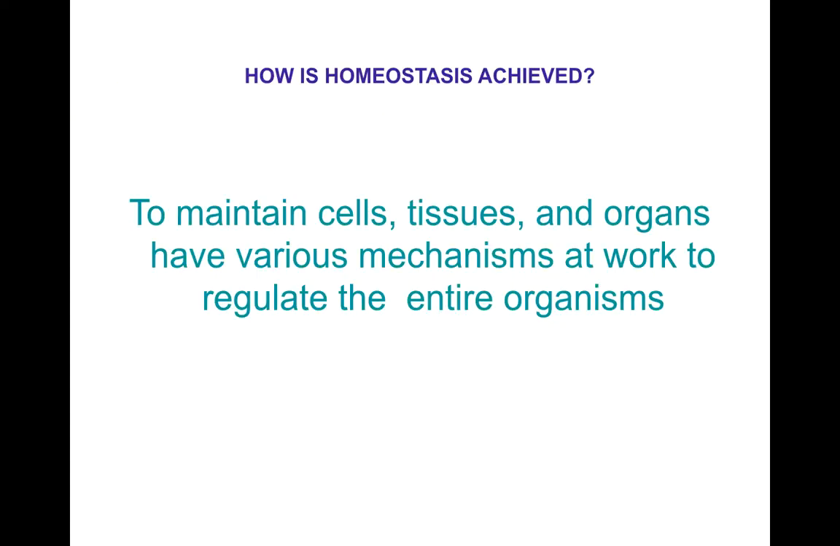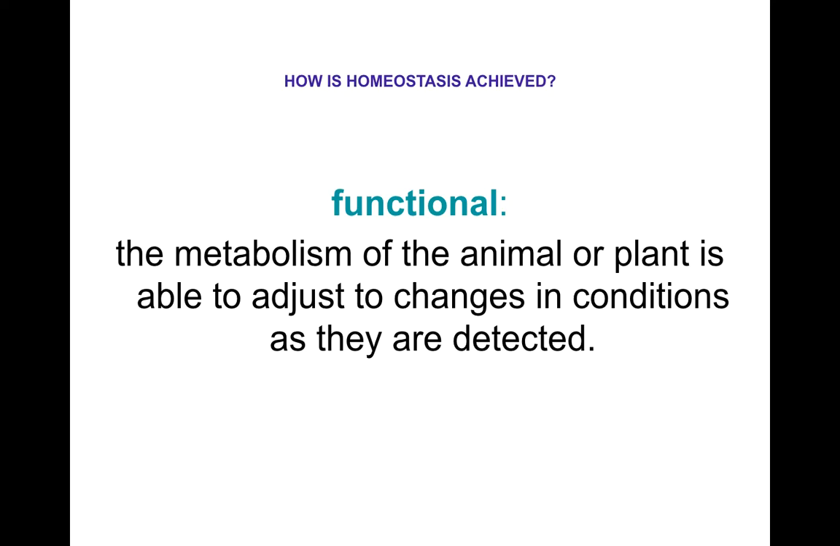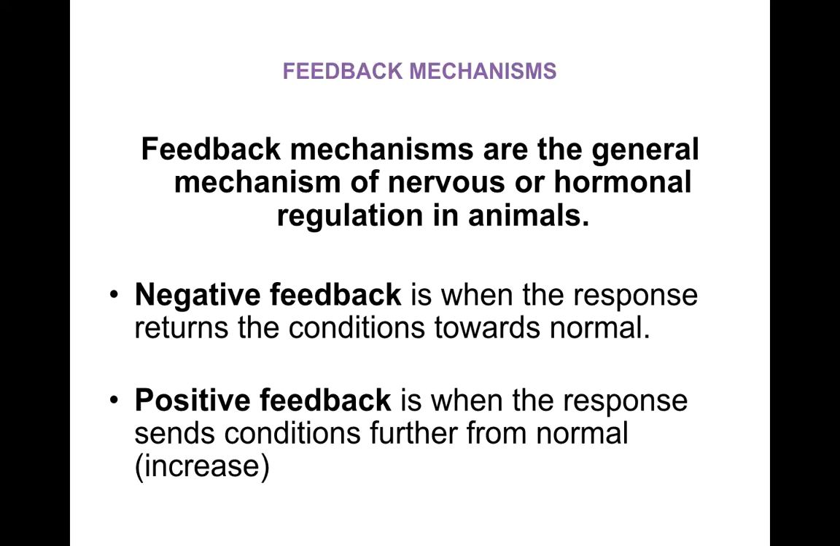To maintain cells, tissues, and organs, they have various mechanisms that work to regulate the entire organism. So there's some checks and balances, so to speak. Functional: the metabolism of an animal or plant is able to adjust to changes in conditions as they are detected. So this is really helpful. If some changes happen, our metabolism can adjust, and then we can make it back to our normal homeostasis, internal stable environment. So feedback mechanisms are the general mechanism of nervous or hormonal regulation in animals. So there's two types. We have negative and we have positive.